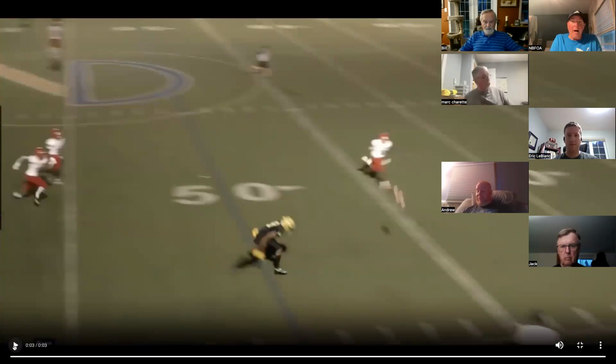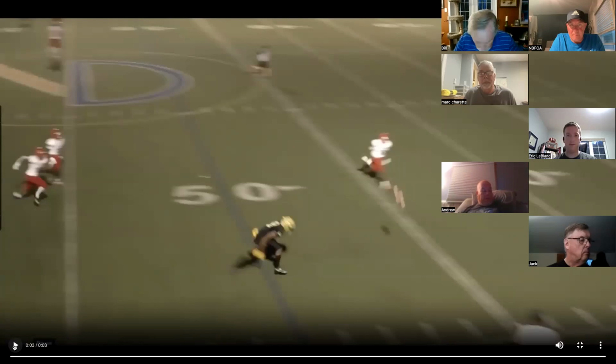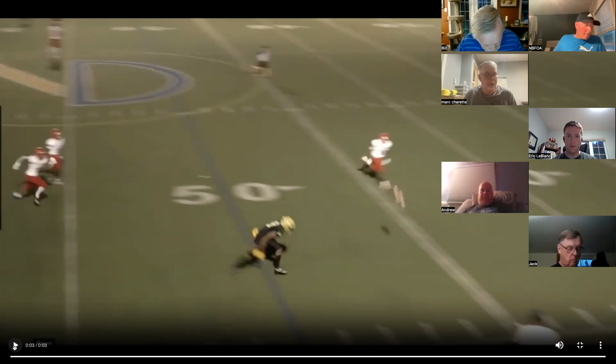Well, so consider, folks, what does the rule book say about a catchable ball? What's the statement in the defensive pass interference rule about pass interference when it comes to catching a ball? Do we remember? Who do we give the benefit of the doubt to? The receiver. Right. If there's any chance at all, let's just say that defender wasn't even standing on the field, would that receiver have been able to get his hands on that ball? Yes. See, that's what you have to consider.